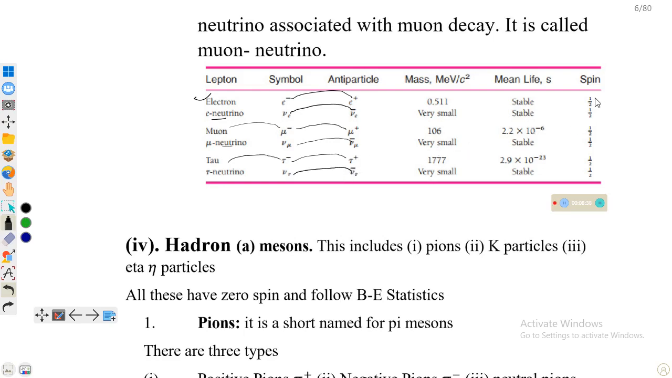These are the spins. You can see that they are all half-integral spin particles, which means they follow Fermi-Dirac statistics.